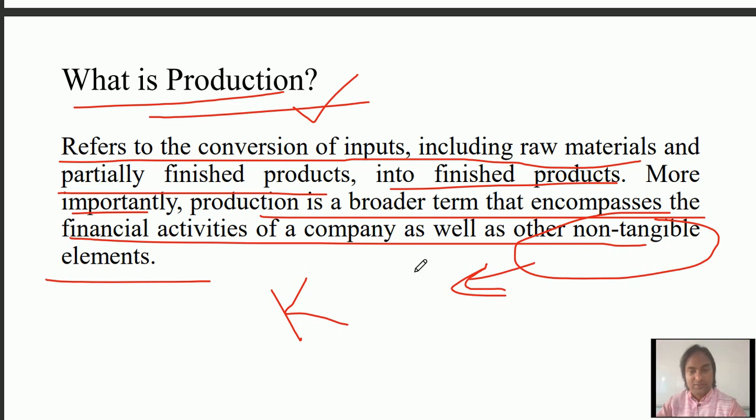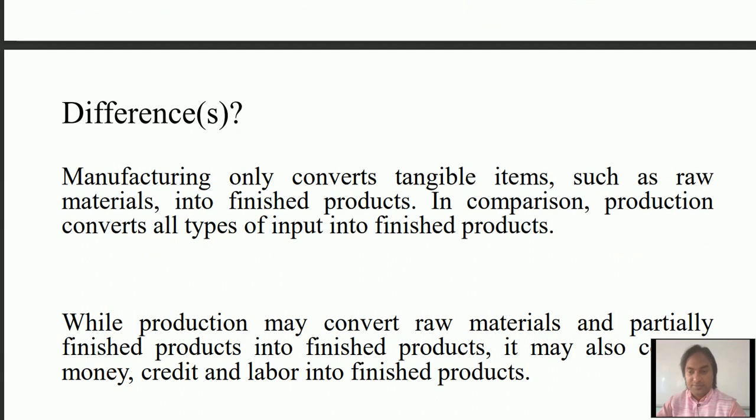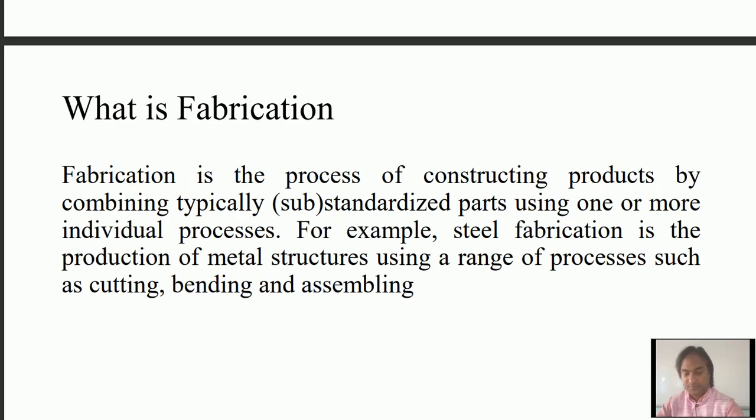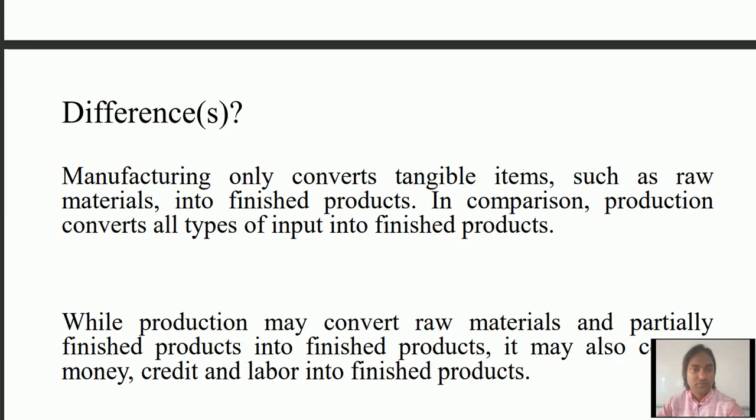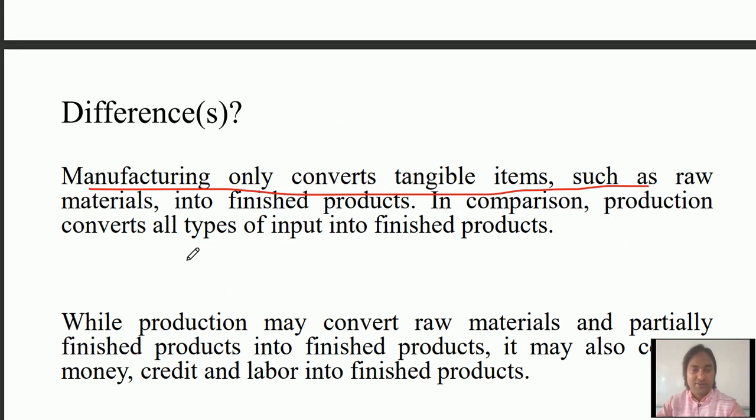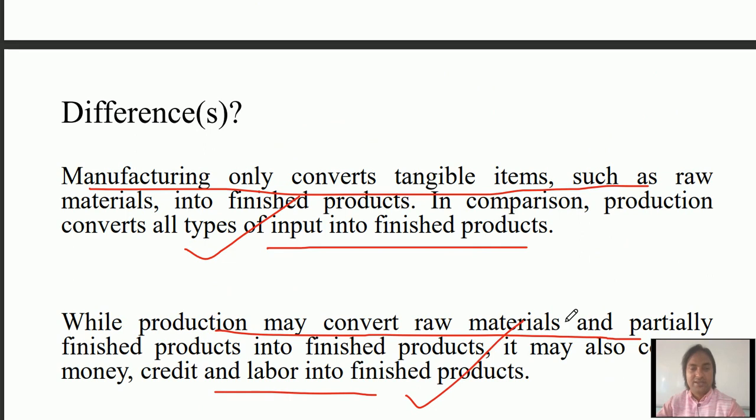So, non-tangible is also involved in production while only tangible items are involved in manufacturing. And so, here we see the difference. Manufacturing only converts tangible items such as raw materials and finished product. In comparison, production converts all types of input into finished products. While production may convert raw materials and partially finished product into finished product, it may also convert money, credit, and labor into finished product. Like skill enhancement is also a part of production, but it cannot be termed as manufacturing.